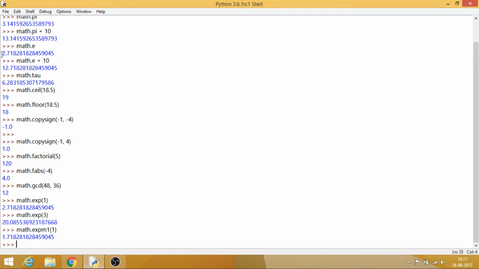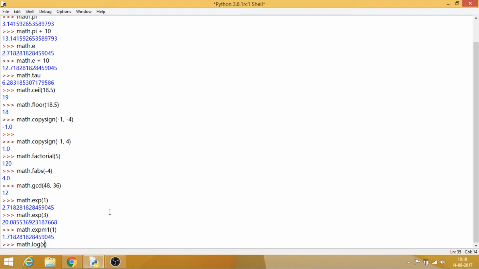So the output was 2.7.1 and so on. So it gives us this. This was the basic exponential function. Now let's move on to the logarithmic. So let's say math.log, and this takes two parameters, x and the base.